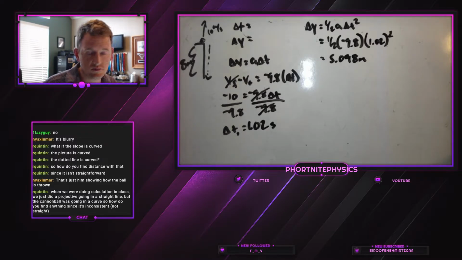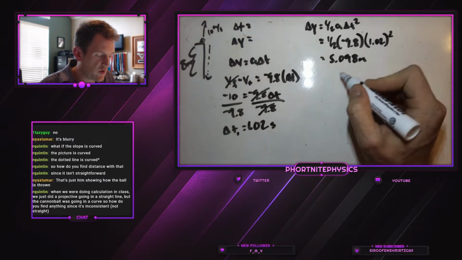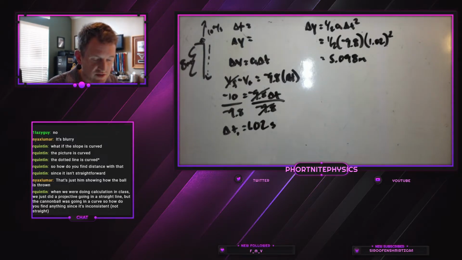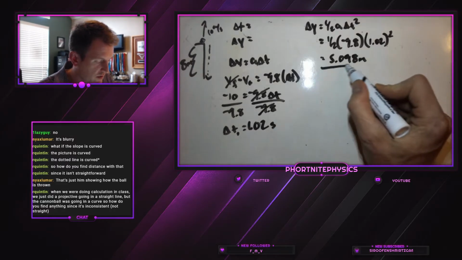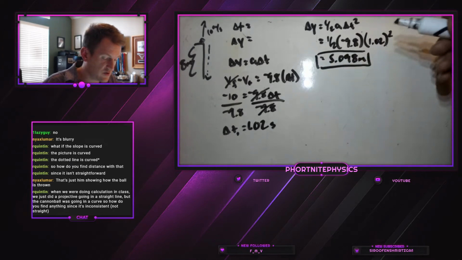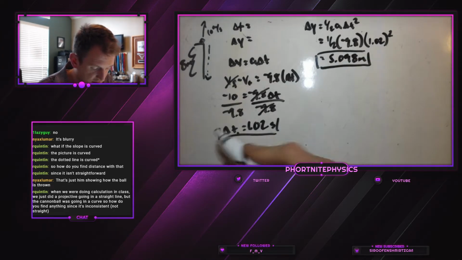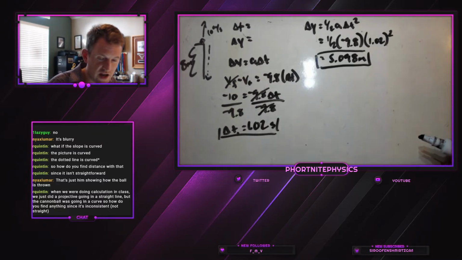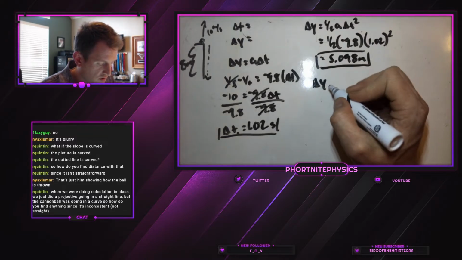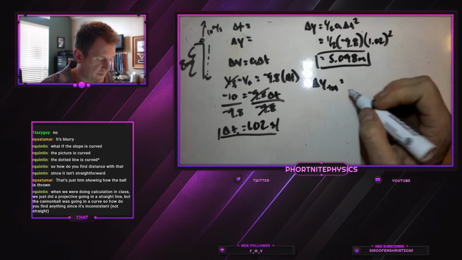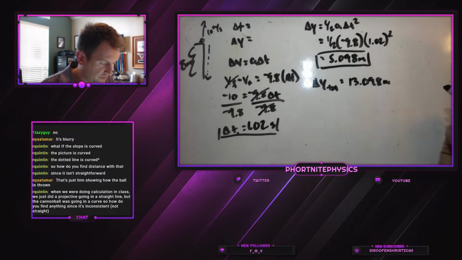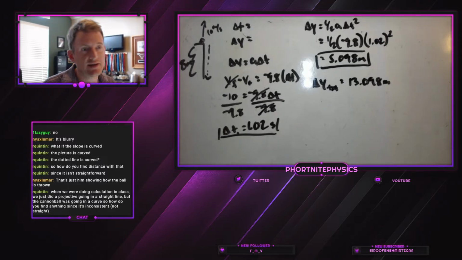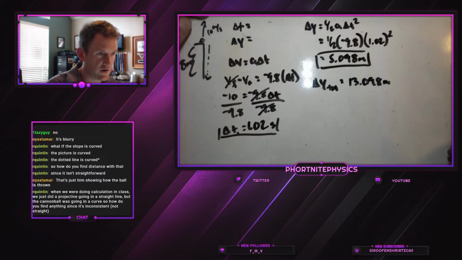Quentin, I'll address that in a second. So we know that it went up 5.09 meters. So it was thrown very, very fast upwards, and it travels an additional 5.09 meters up. It is going to fall from that height the rest of the way down. So we're going to add this 8 meters to this 5 meters, and our total change in Y is equal to 13.098 meters.